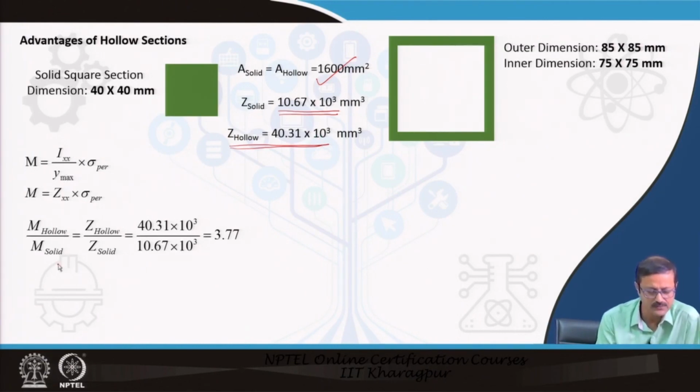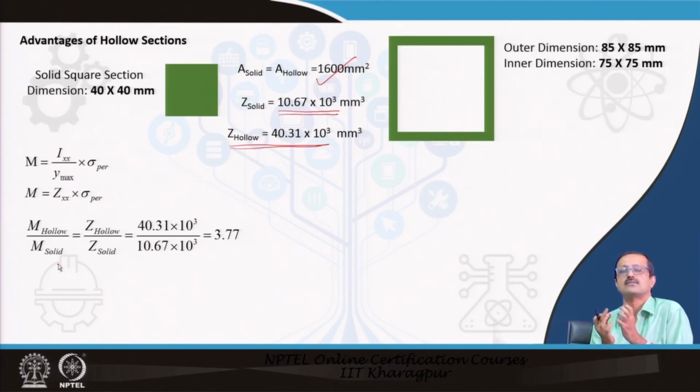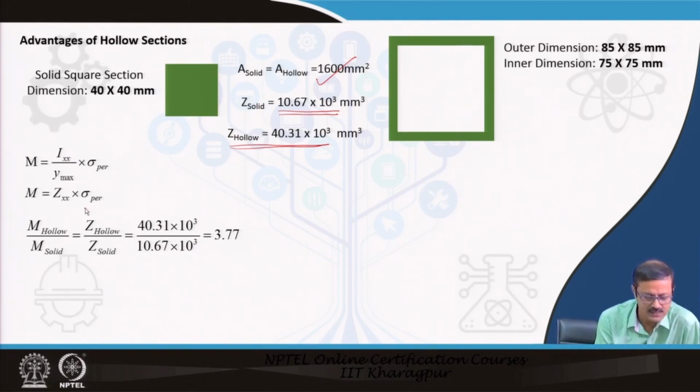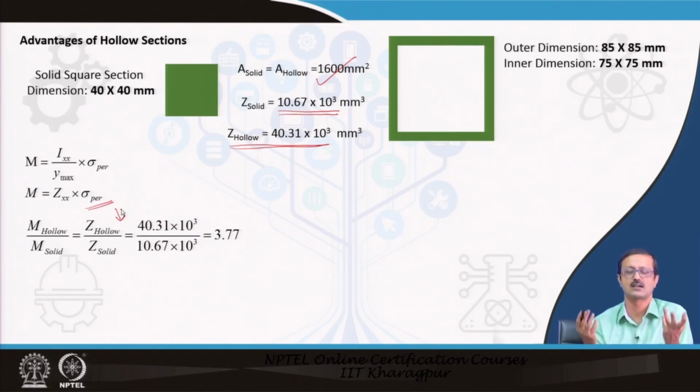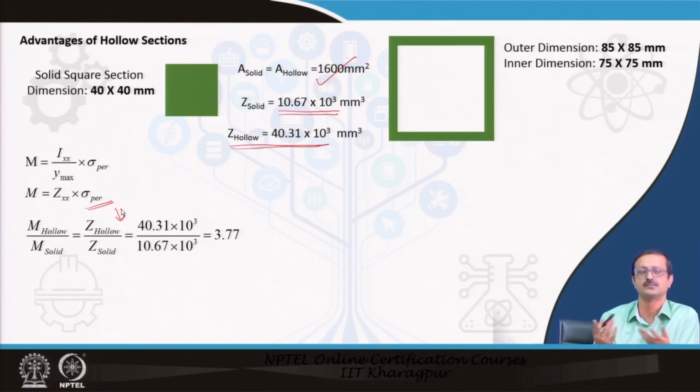So if I want to compare the moment of resistance of the hollow with the solid, I will not take the sigma permissible here, because I am assuming that both are the same material, same steel or same concrete or same timber. So the sigma permissible for hollow and the sigma permissible for solid are going to nullify each other, because sigma permissible is a material property of the beam. So both having the same material, it will nullify. Hollow and solid then differ only in the sectional property of the beam. So that is why the Z value is very important.